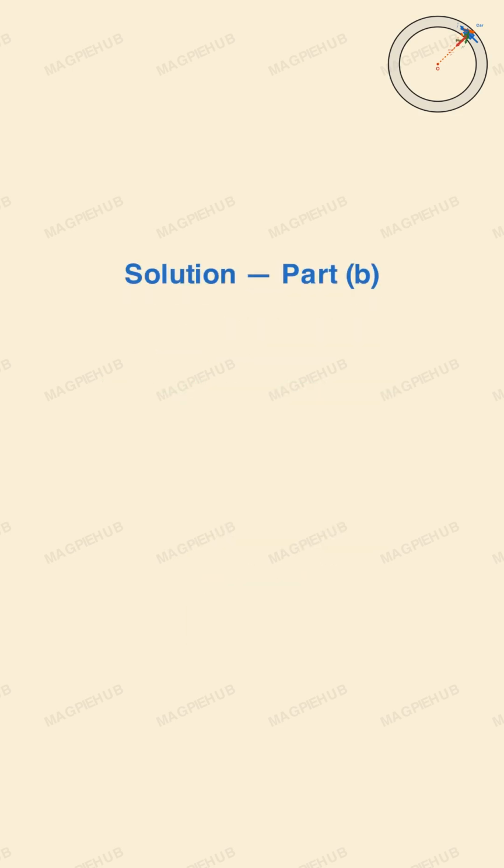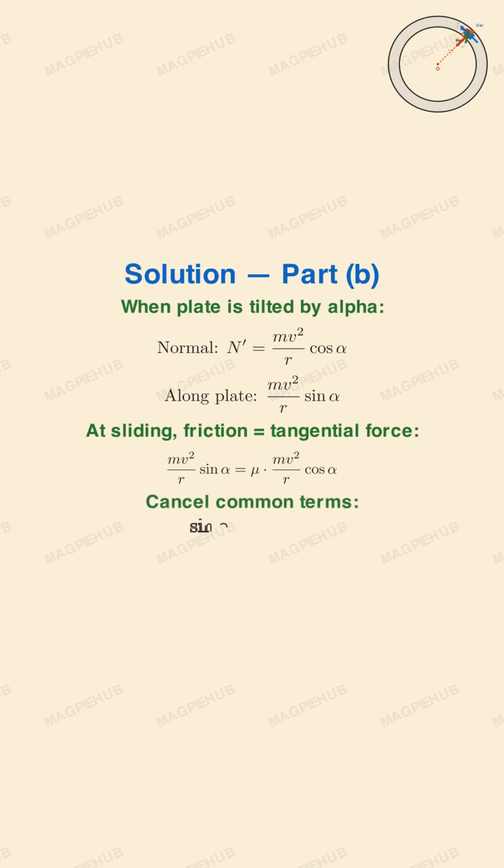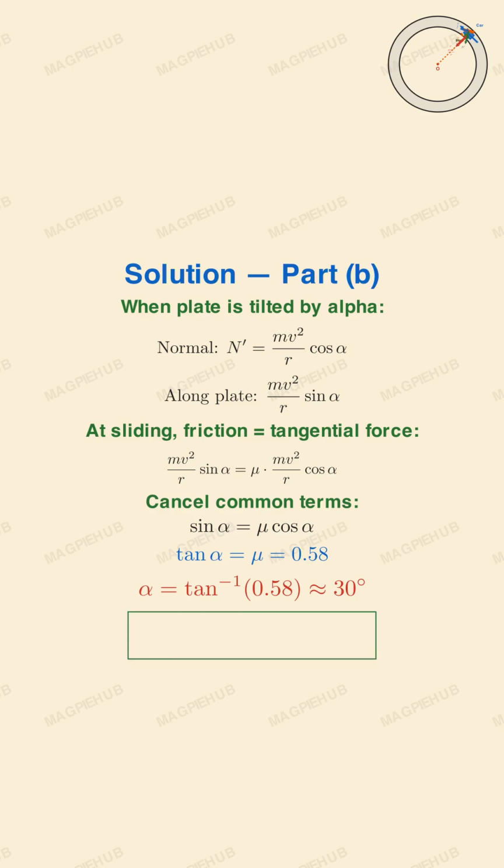Now for part B. When the plate is tilted by angle alpha, the centripetal force resolves into two components on the plate. The normal component is mv squared over r times cos alpha. The tangential component along the plate surface is mv squared over r times sin alpha. The block just starts sliding when the tangential component equals μ times the normal force. Writing this condition, mv squared over r sin alpha equals μ times mv squared over r cos alpha. The common term mv squared over r cancels from both sides. So we get tan alpha equals μ, which is 0.58. Therefore, alpha equals tan inverse of 0.58, which gives approximately 30 degrees.